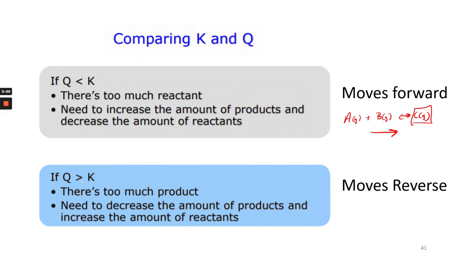Now, if Q is too large, there is too much product. So you need to decrease the amount of products and increase the amount of reactants. So you're going to move in the reverse.